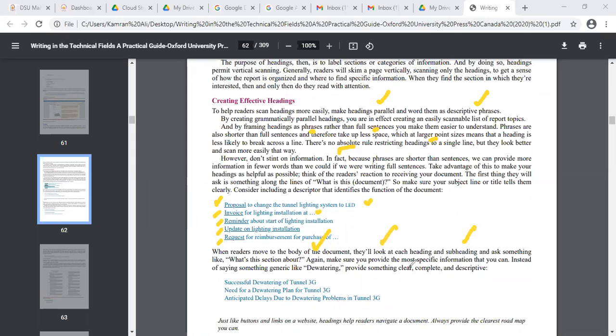Again, make sure you provide the most specific information that you can. Instead of saying something generic like dewatering, provide something clear, complete, and descriptive. So if you just write dewatering, what exactly is it all about, right? Because it's quite broad, you have to narrow down your headings, and your headings should cover the main topic, the subject of that document. These are things you've got to keep in mind. It's almost similar to the way you organize paragraphs.